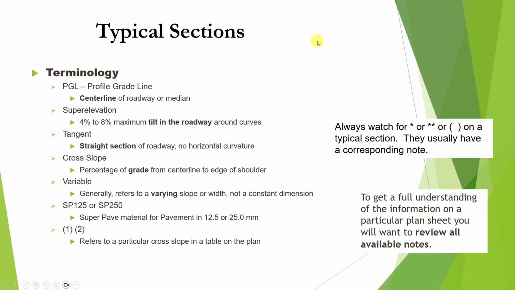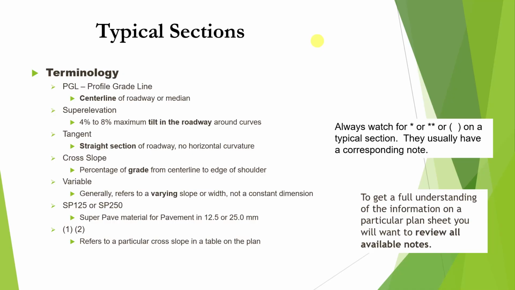Terminology, we'll talk about that. The PGL, which is the profile grade line, center line of roadway, or median. It could be either one of those. We use that. Super elevation, 4 to 8% maximum tilt in the roadway around the curves. And we're going to talk more about super elevation in a minute. 4% is for the urban roadways, and 8% is for the rural.